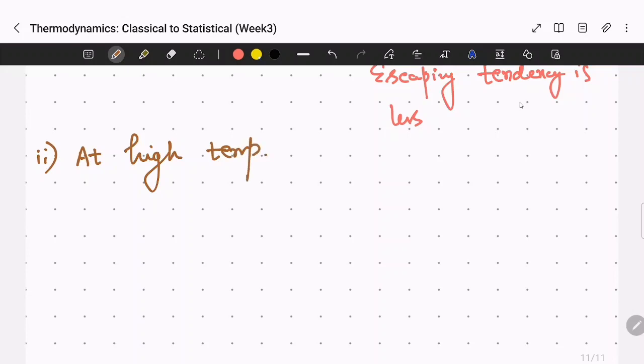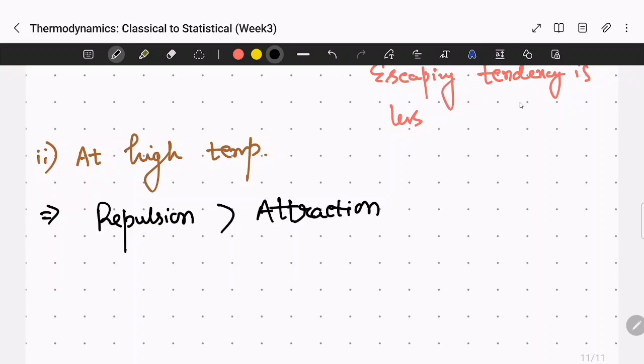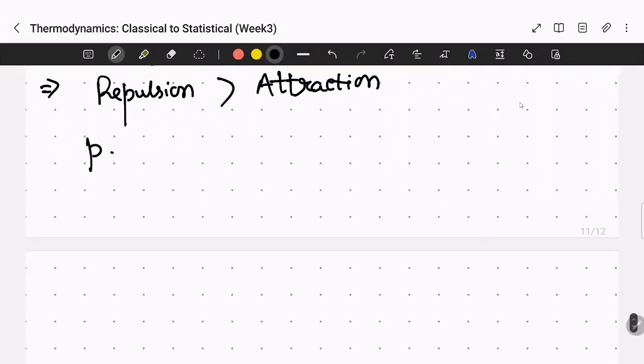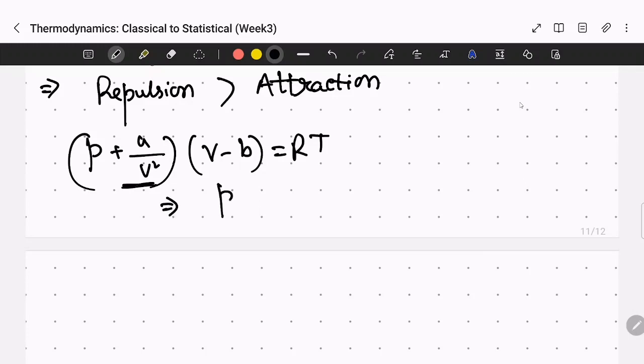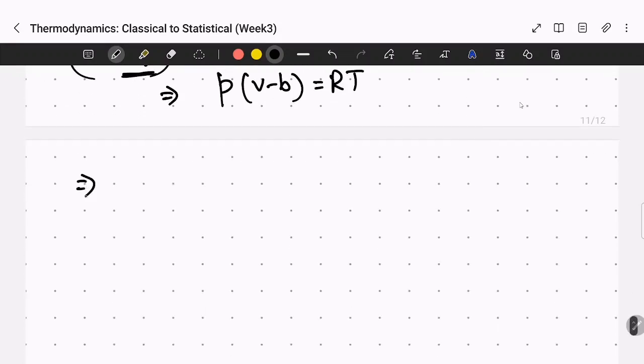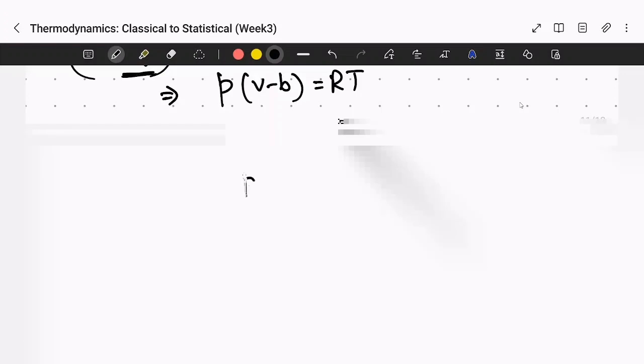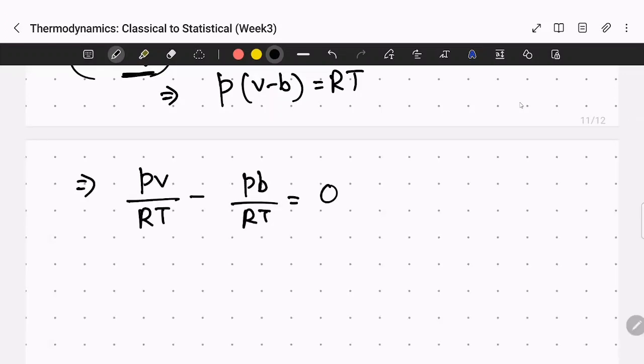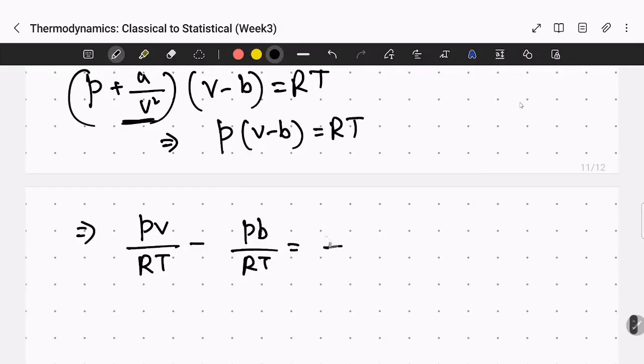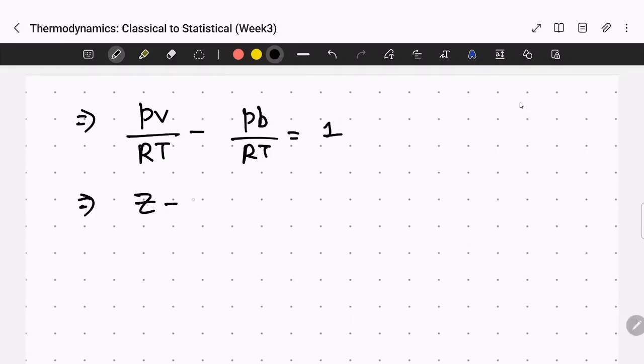So what will happen at high temperature? Obviously, the repulsion will dominate over attraction. So if that is the case, then this was our Van der Waals equation. Here we can ignore this part. So essentially, you can write this. So hence, PV by RT minus PB by RT equals to 1. So this is again, similarly, Z equals to 1 plus PB by RT, or Z minus 1 is PB by RT.